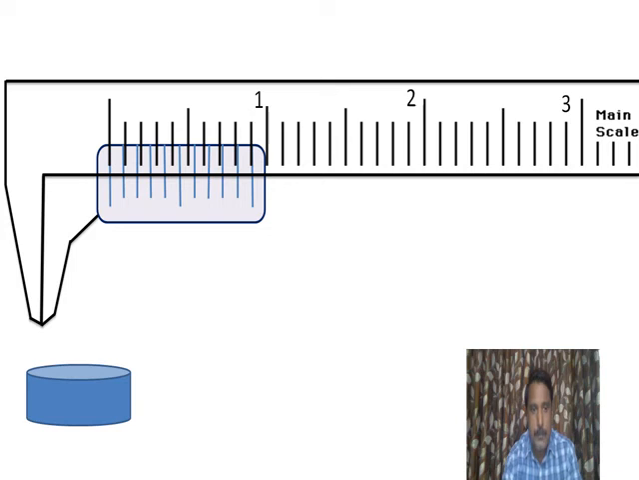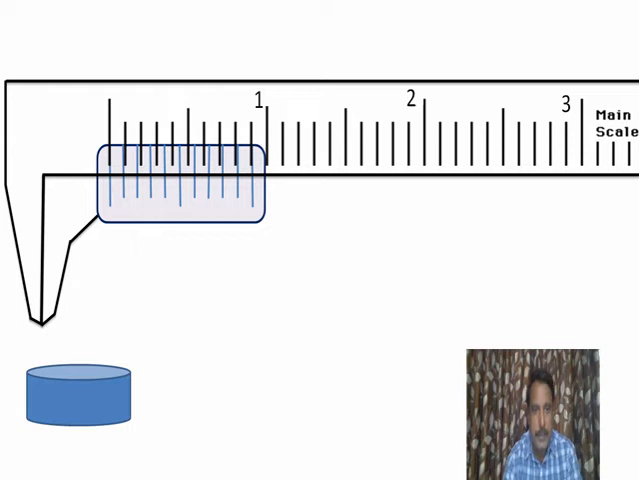Hello friends, this video is about how to make use of Vernier Caliper in physics laboratory and what is Vernier principle. Vernier principle is also known as N+1 principle. To start with, we will have a look at Vernier principle. Then we will talk about least count of this Vernier caliper and then how to make use of it in measurement.